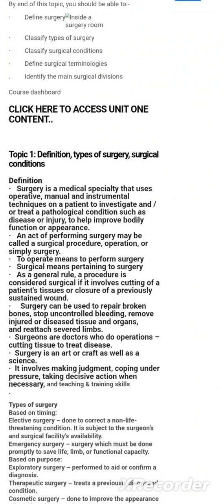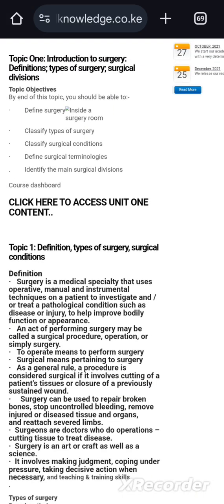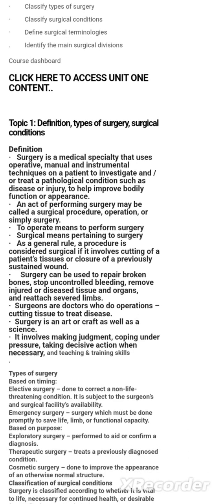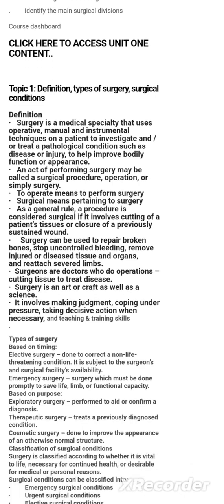Hi. Now, previously on surgery, we had a discussion and we defined surgery, classified types of surgery, classified surgical condition. We defined surgical terminology and identified the main surgical division. On surgery, I told you it's a medical specialty that uses operative, manual, and instrumental techniques on a patient to investigate and to treat pathological conditions such as disease or injury and to help improve body function or appearance.